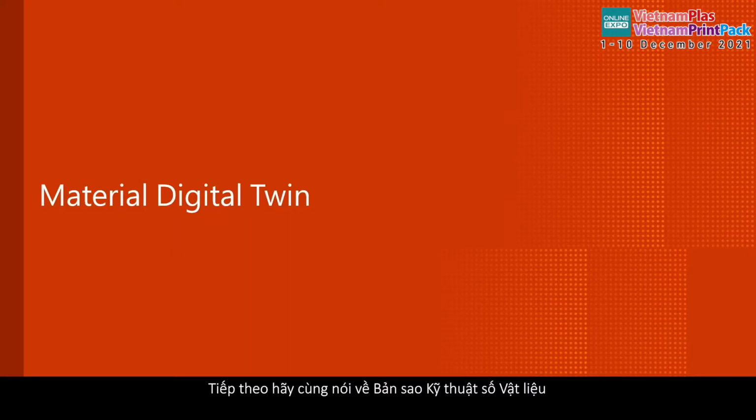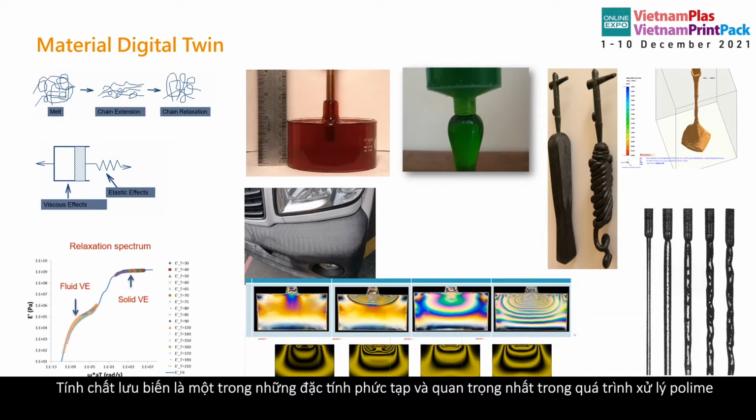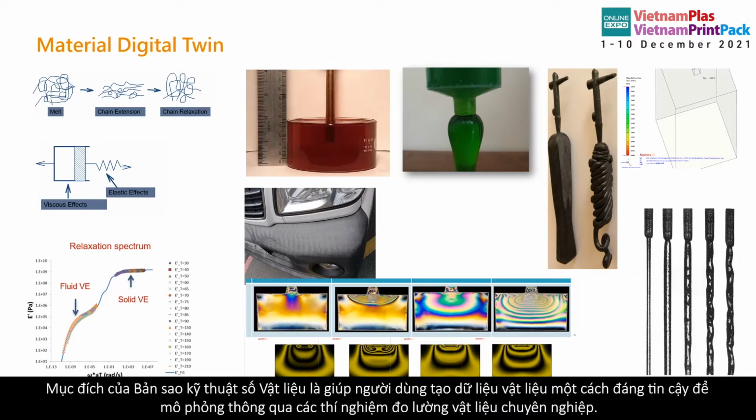Let's talk about material digital twin. Rheological behavior is one of the most complex and important properties in polymer processing. To get reliable results from the process simulation, reliable material data and models are necessary. The purpose of the material digital twin is to help users create reliable material data for simulation through professional material measurement experiments.